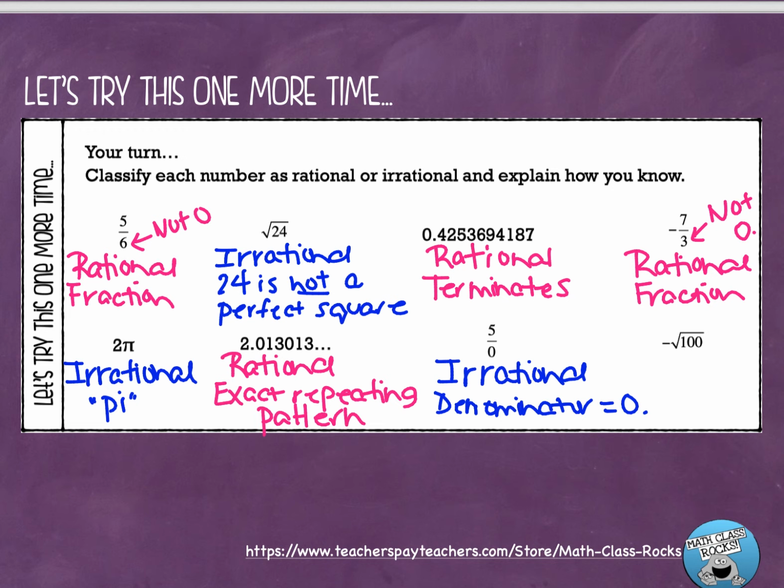All right, and then finally, we have the opposite of the square root of 100. Now, don't let this little negative sign confuse you. That's okay. You're just looking at the number inside the radical, and that is 100, which is a perfect square. So this is rational, and that's because it is a perfect square.